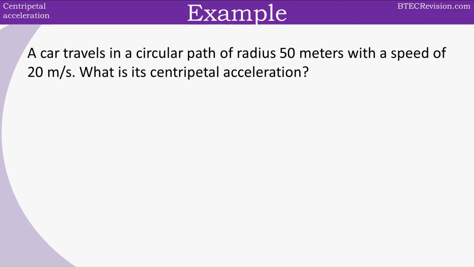Let's look at an example. A car travels in a circular path of radius 50 meters with a speed of 20 meters per second. What is the centripetal acceleration? We can start by writing down the equation. a = v²/r. The speed is 20, squared, divided by the radius, which it says is 50. That gives us a value of 400 divided by 50, which is equal to 8 meters per second squared.